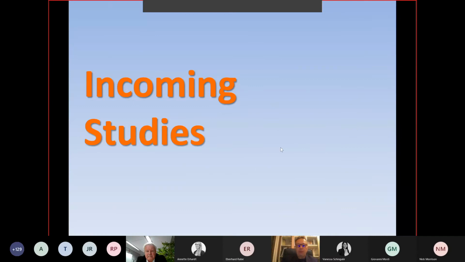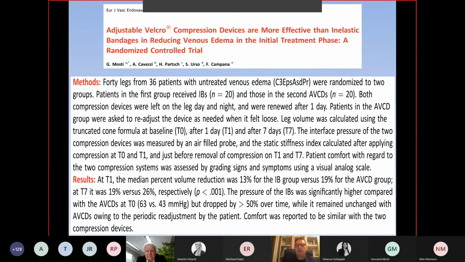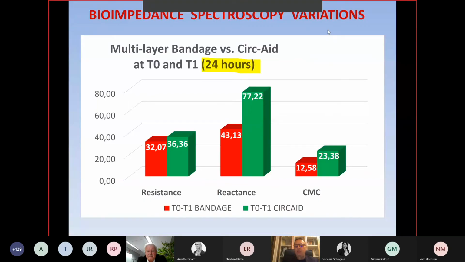Now we want to present a little data about a couple of incoming studies. You probably remember this study that I had the luck to perform with Dr. Mosti and Professor Partsch. We published 5 years ago this study about the adjustable Velcro compression devices in chronic edema, which were better than inelastic bandages in reducing the venous edema in the initial treatment phase, which means at 1 day and 7 days.